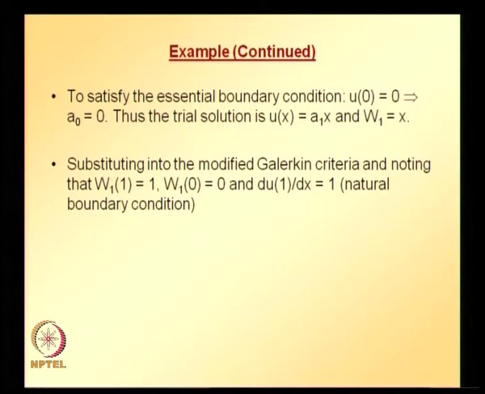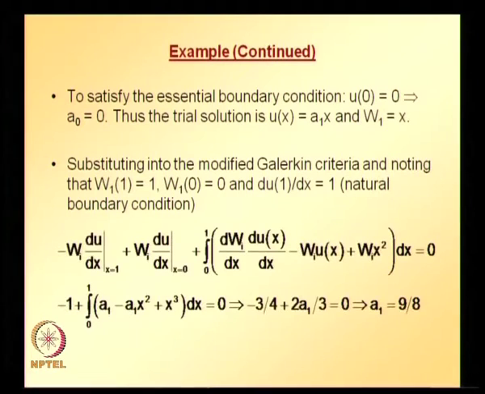Substituting into the modified Galerkin criteria whatever equation we have earlier, and noting that now you have W1 is equal to x. So W1 value at x is equal to 1 is going to be 1, W1 value at x is equal to 0 is going to be 0, and also you are given natural boundary condition for this particular problem, that is derivative of U with respect to x evaluated at x is equal to 1 is 1. So you plug in all this information into the previous equation.